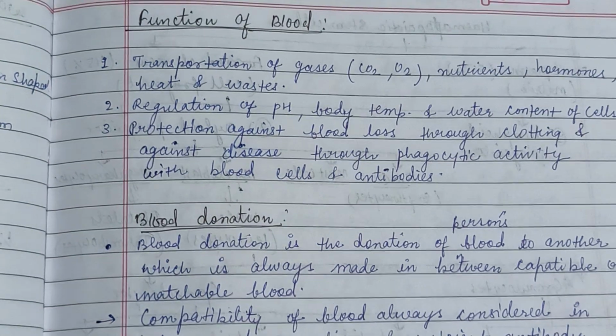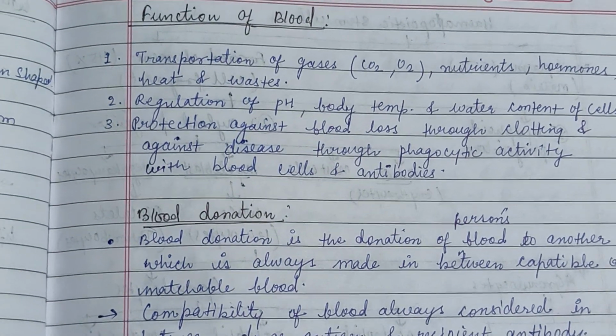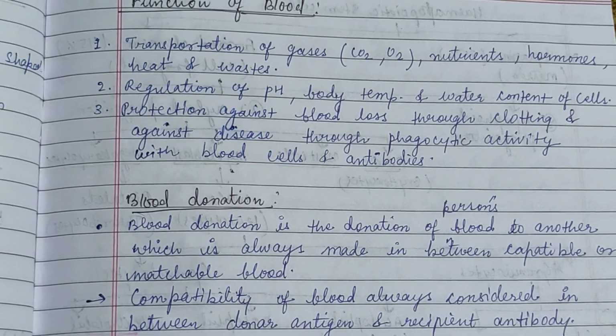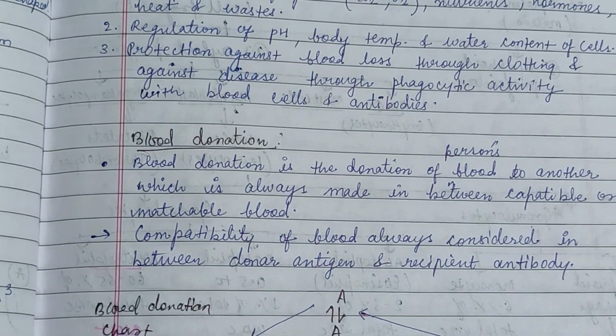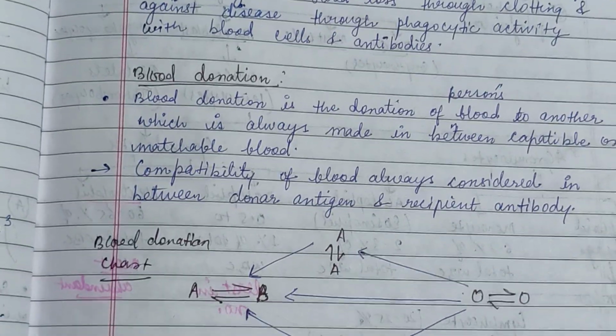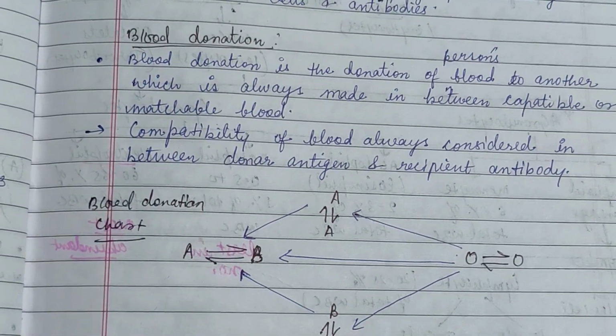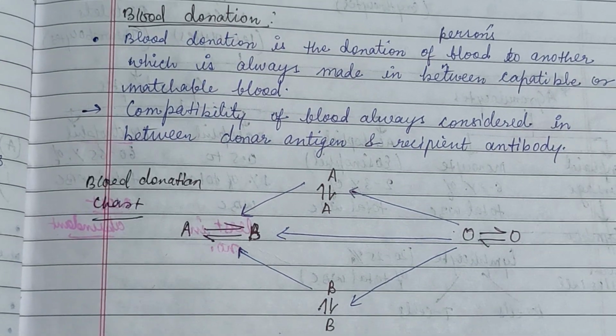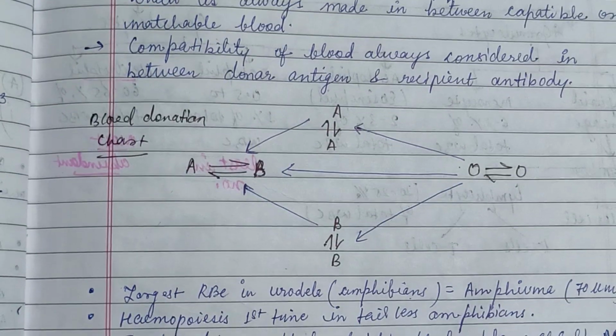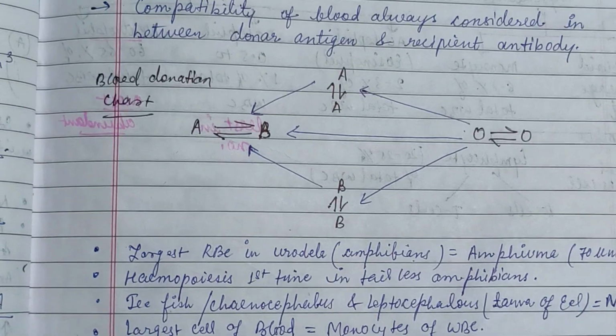Functions of blood: as it is a connective tissue, it helps in the transportation of gas, nutrients, hormones, heat, and waste. Here is the term blood donation, which is the donation of a person's blood to another, always made between compatible or matchable blood. Here is the blood donation chart.